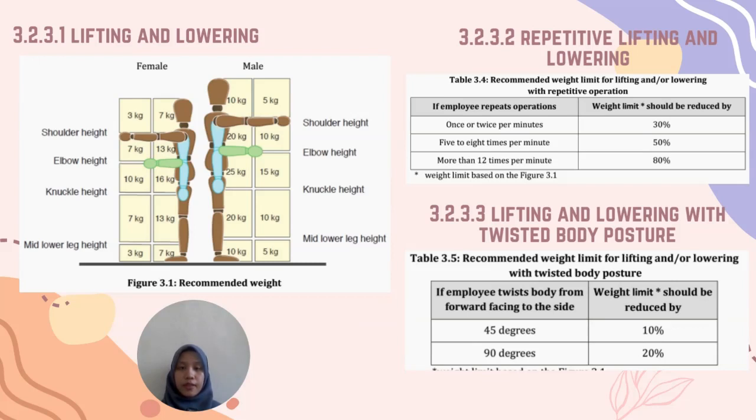Next is the repetitive lifting and lowering. The table given is the recommended weight limit for lifting or lowering with repetitive operation, and next is the lifting and lowering with twisted body posture. The table below shows the recommended weight limit for lifting and lowering with twisted body posture.